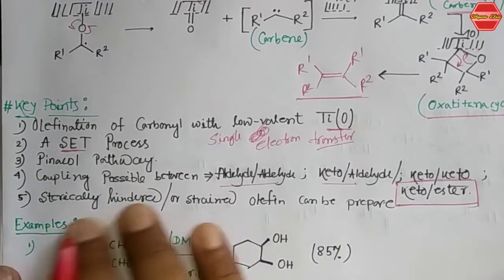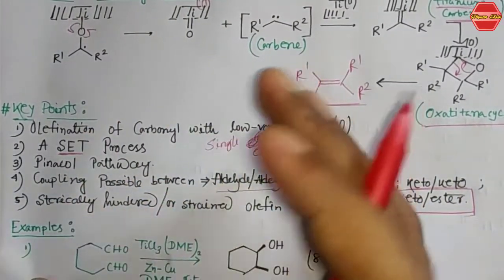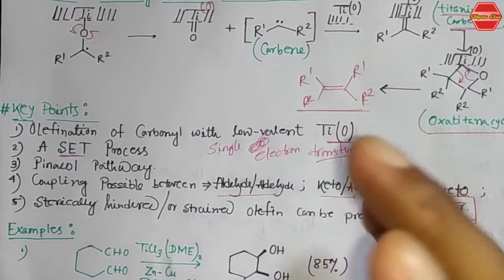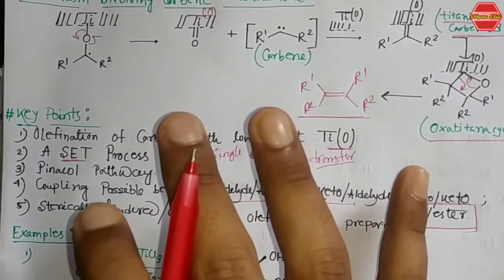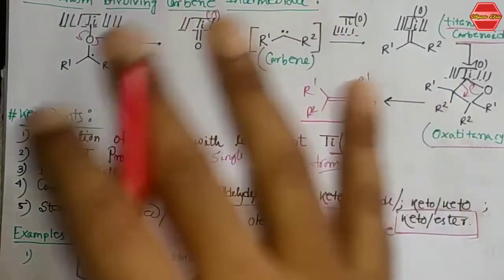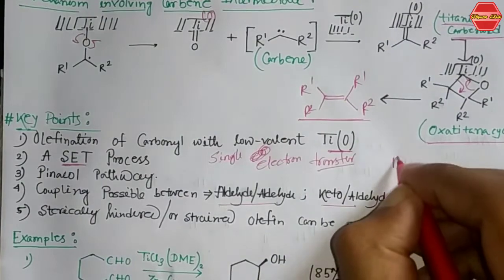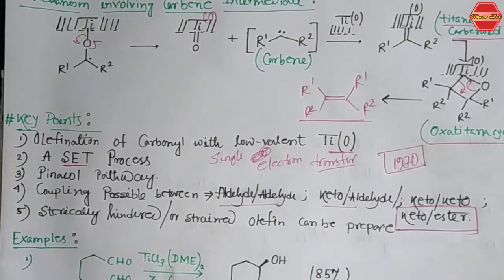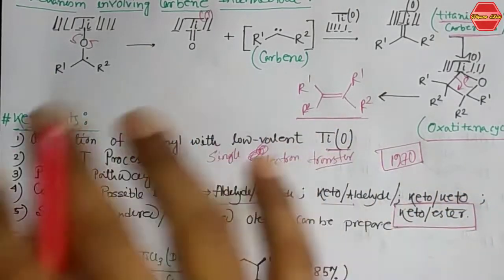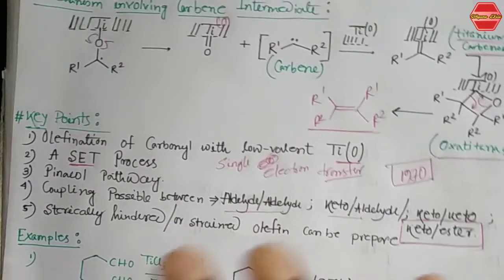Another thing is the sterically hindered case. If we have a substrate that is a sterically hindered or strained olefin, we can prepare that type of molecule by using this McMurry coupling pathway. That is why this McMurry coupling is very important, and this reaction was established in the 1970s. Two scientists were involved, and McMurry played the major role in developing this reaction, right? So that is why this reaction is very important.